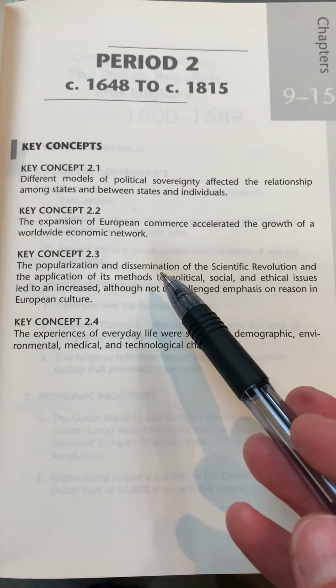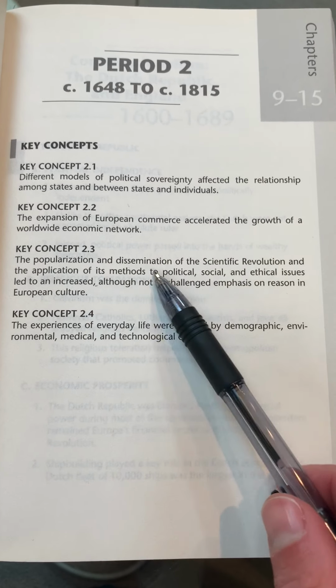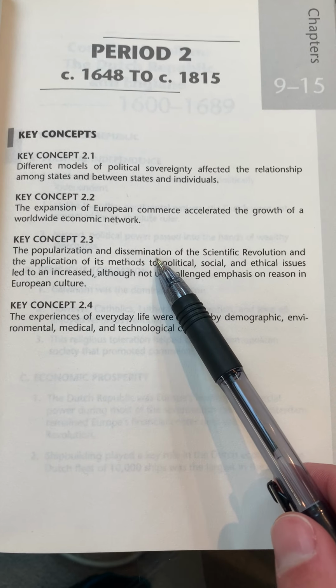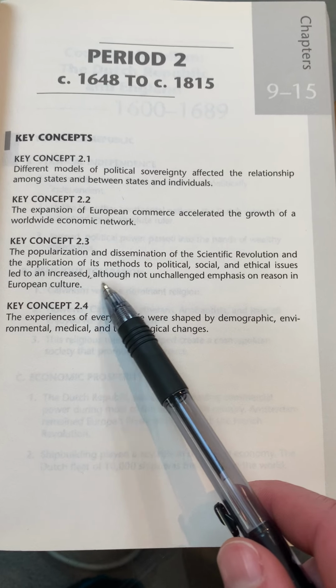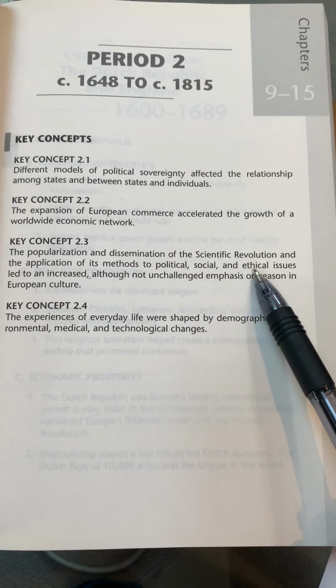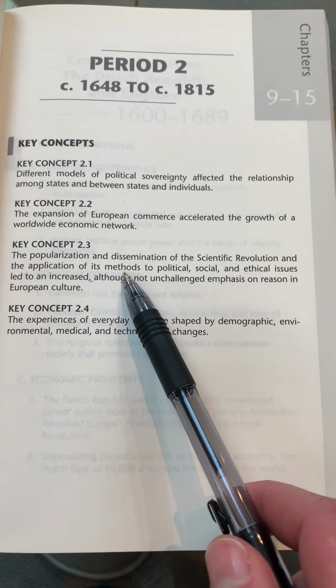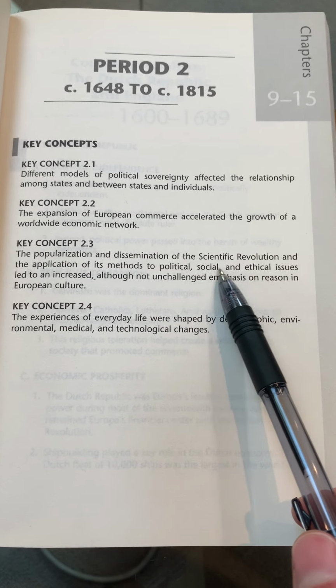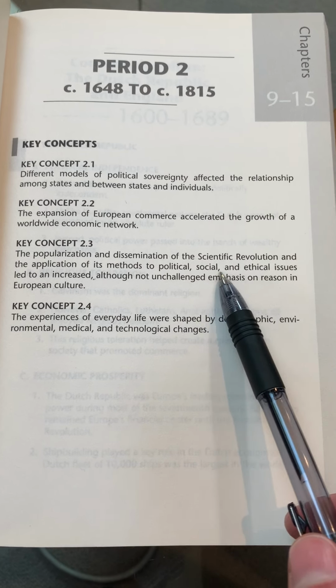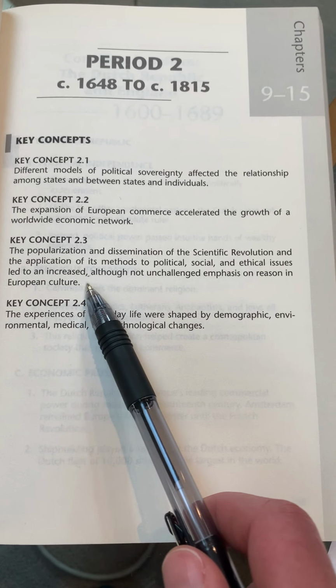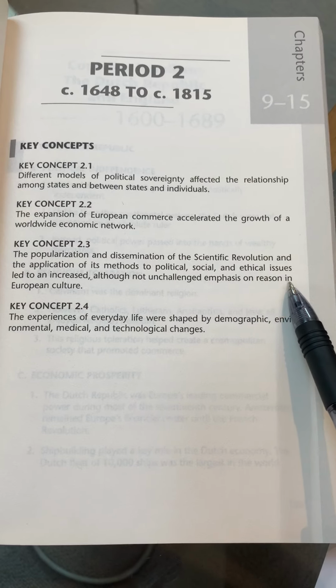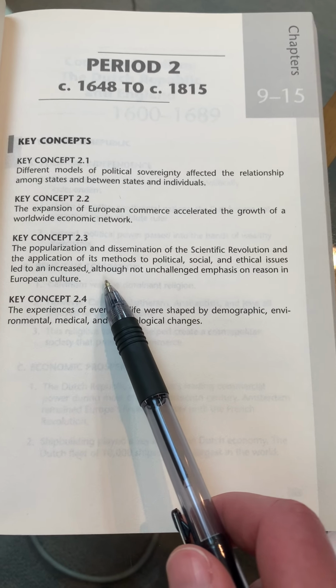The popularization and dissemination, so the people's awareness and the spread of the Scientific Revolution and the application of its methods to political, social, and ethical issues. So the Scientific Revolution of science, and then when you apply science to politics or social or ethical issues, that's what's known as the Enlightenment. This leads to increased, although not unchallenged, emphasis on reason in European culture.